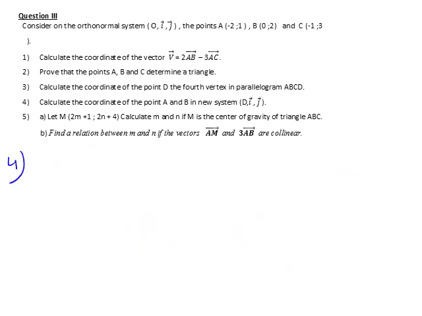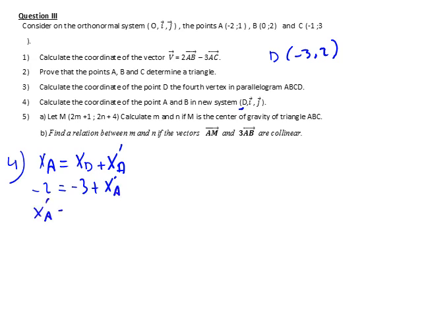4. Calculate the coordinates of A and B in the new system. XA equals XD plus X prime A, where D is the center of the new system. So XA is equal to minus 2, and XD, the coordinate of D, is minus 3, 2. Minus 2 equals minus 3 plus X prime A. So X prime A is equal to minus 2 plus 3, which equals 1.